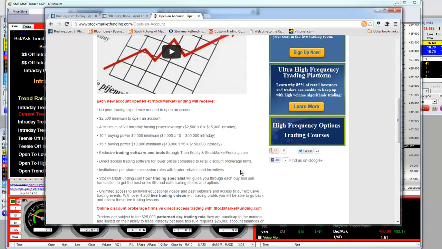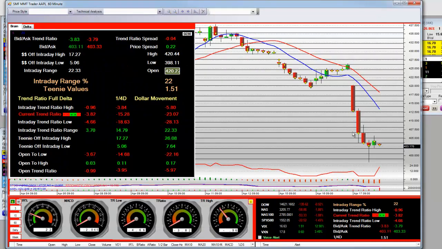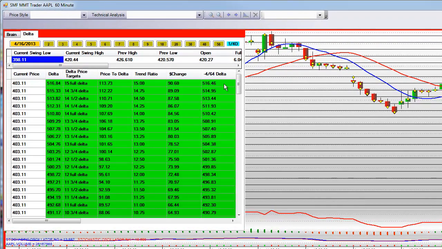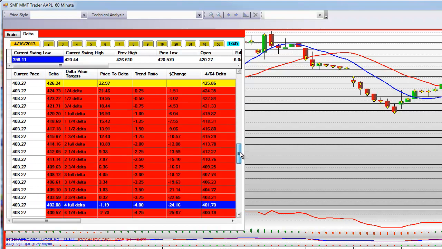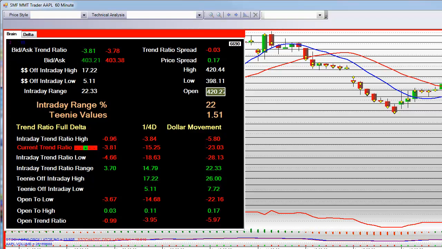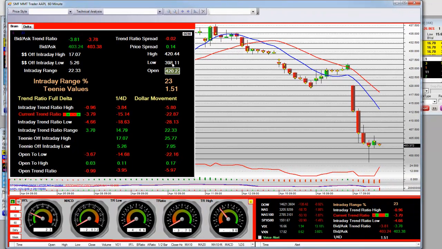Look, what I will tell you on the Apple trade is that we finally put in that bottom, 4.66 deltas. That's full deltas down. Where was that? Well, my friends, let's go down. 4 3/4 delta was right here. That's 397.55. So 4 1/2 deltas down was 399.06. That's how mathematically accurate we are. The low is 398.11. So there was a great bounce off of that bottom, but you got to know when to sell right into it.